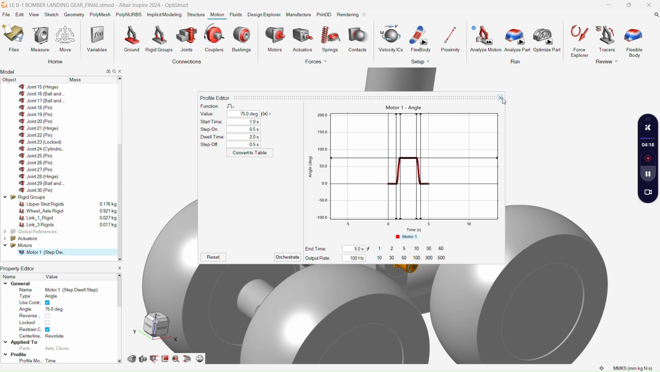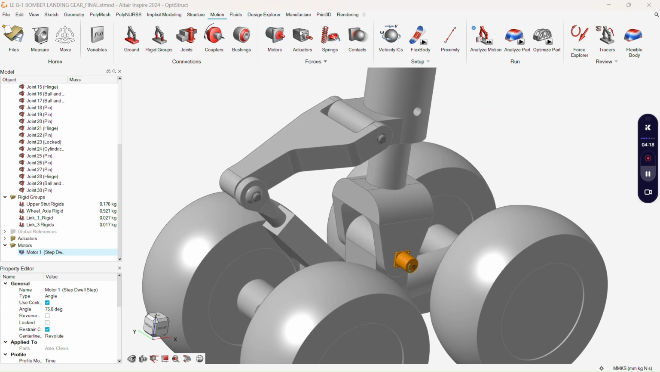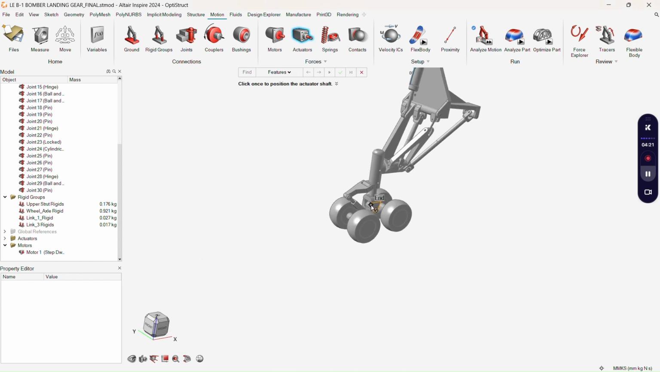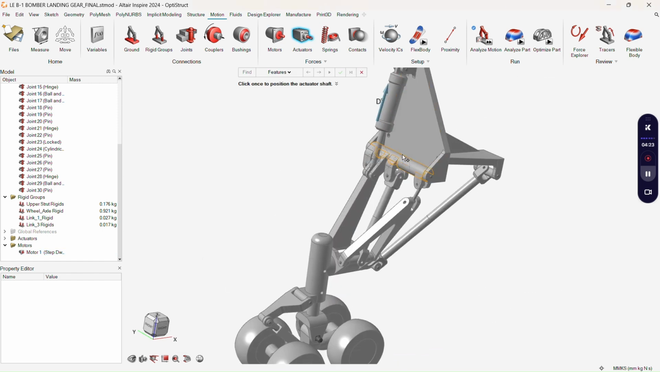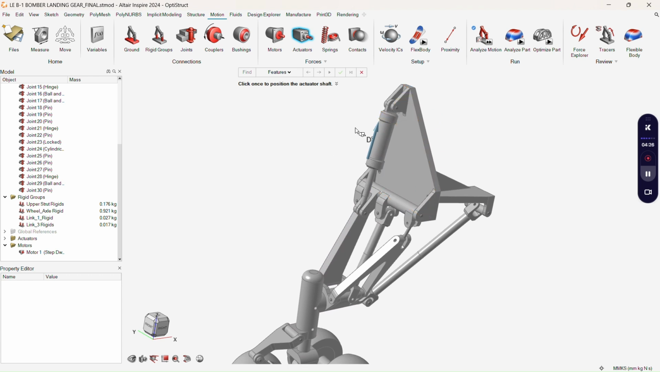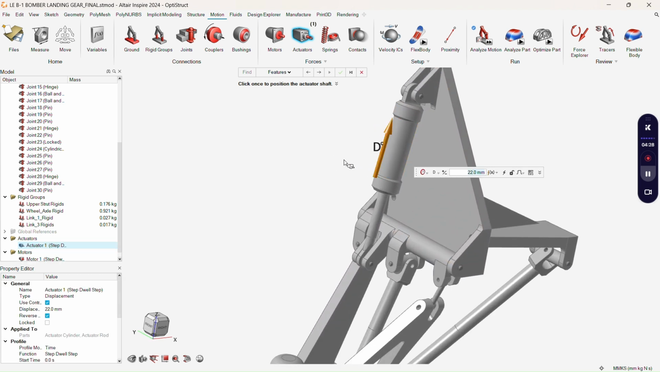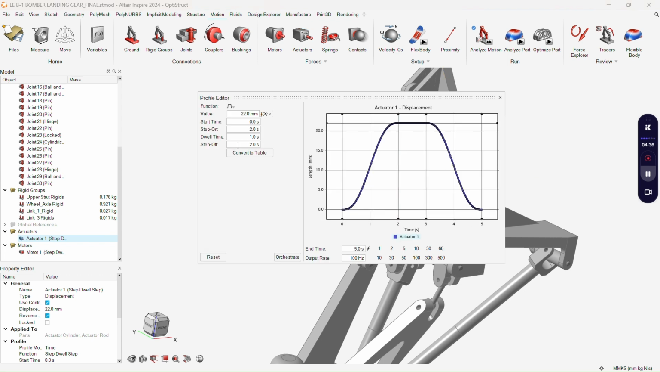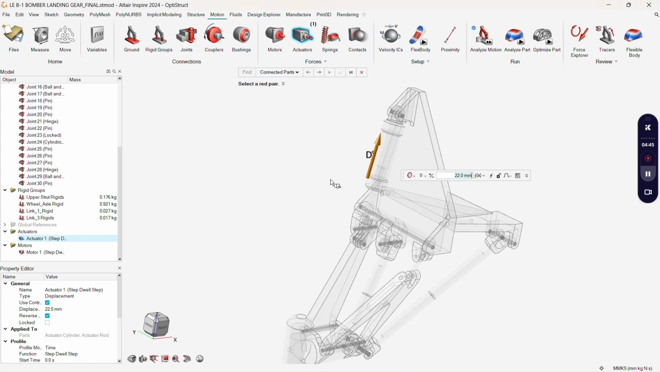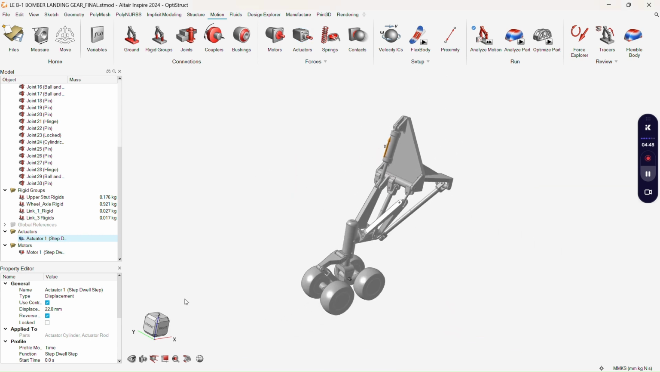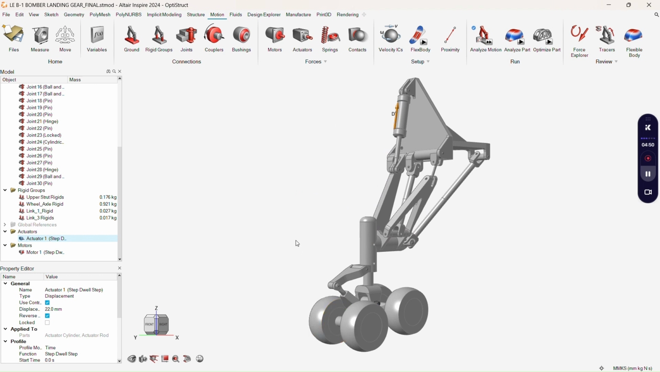Up next we have the actuator, which will be responsible for the lowering and the lifting of the linkage mechanism. This actuator is of pneumatic type, and it has an overall displacement of 22 mm. Again, we have defined the function of step dwell. Firstly, the actuator will be fully actuated within 2 seconds. So this was all the setup of the motion analysis of the landing gear.